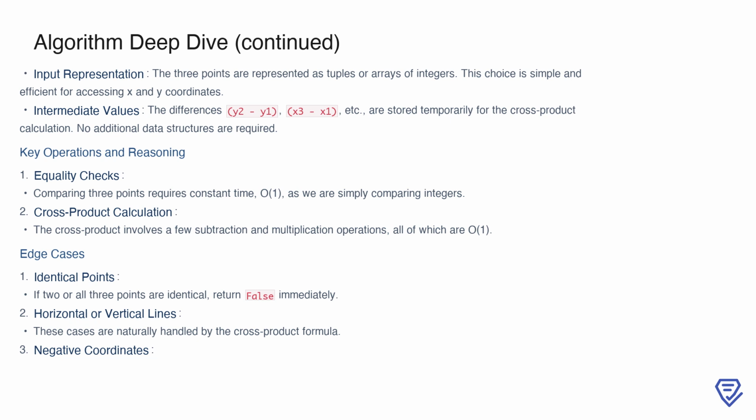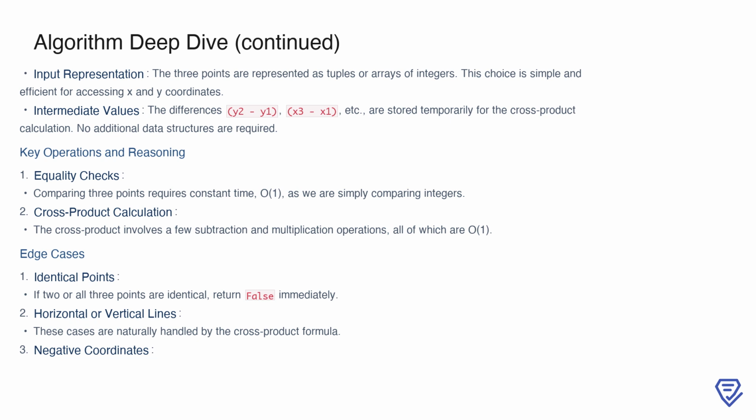First, the equality checks for distinctness are performed in constant time, O(1), since we are just comparing integers. Similarly, the cross-product calculation involves a few subtraction and multiplication operations, all of which also run in constant time.